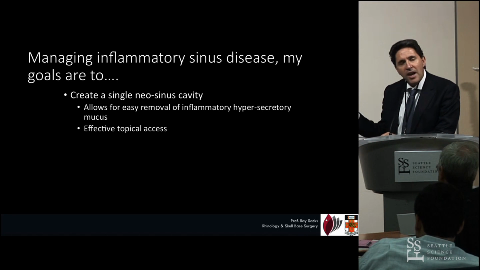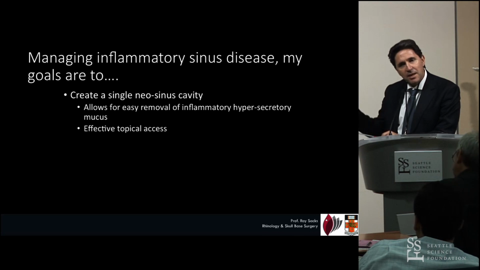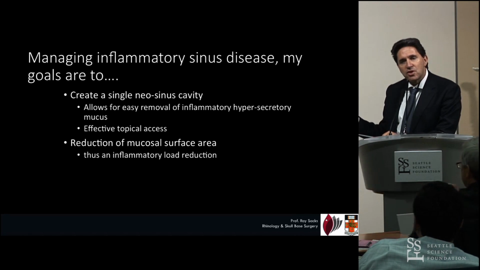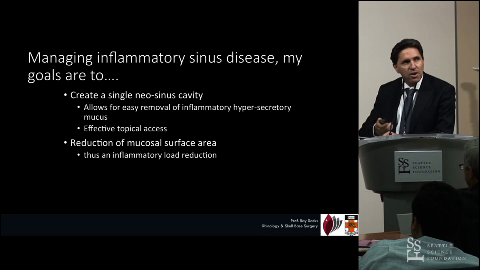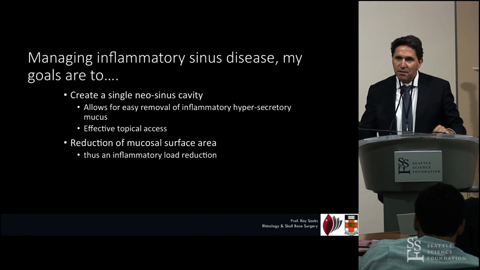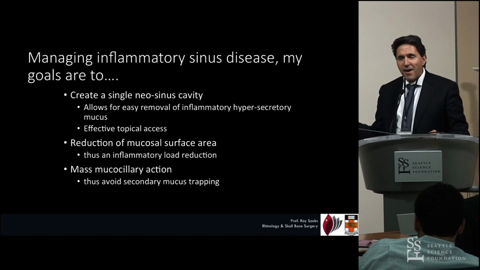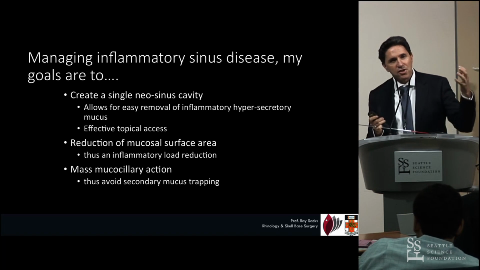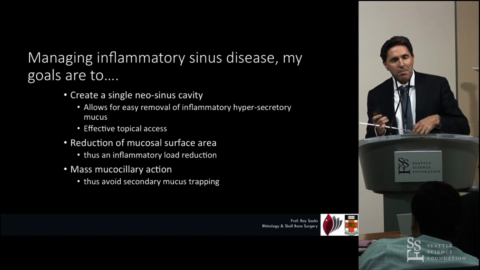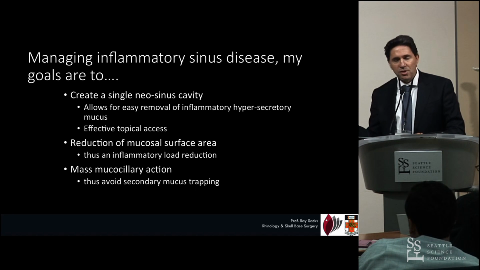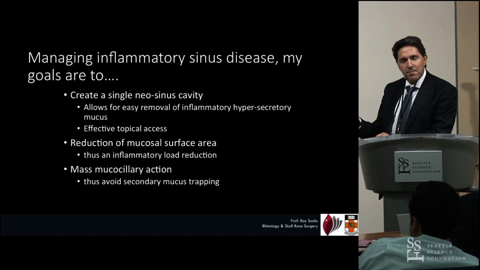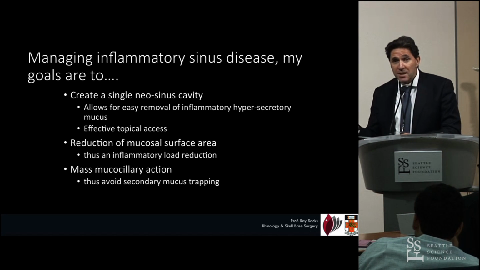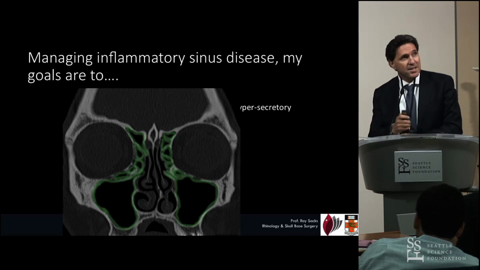You also allow for effective topical access, and I'm going to talk about that in a little while. And you reduce the mucosal surface area, and in doing so, you actually reduce the inflammatory load. And finally, there's some evidence that you improve mucociliary function. You don't get the trapping of mucus behind those little cells which you leave behind if you do a less complete surgery. I don't talk about aggressive sinus surgery, I talk about complete sinus surgery.